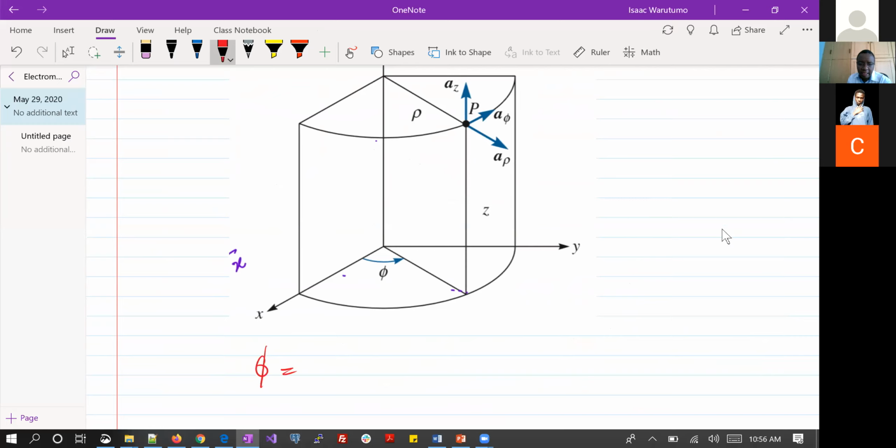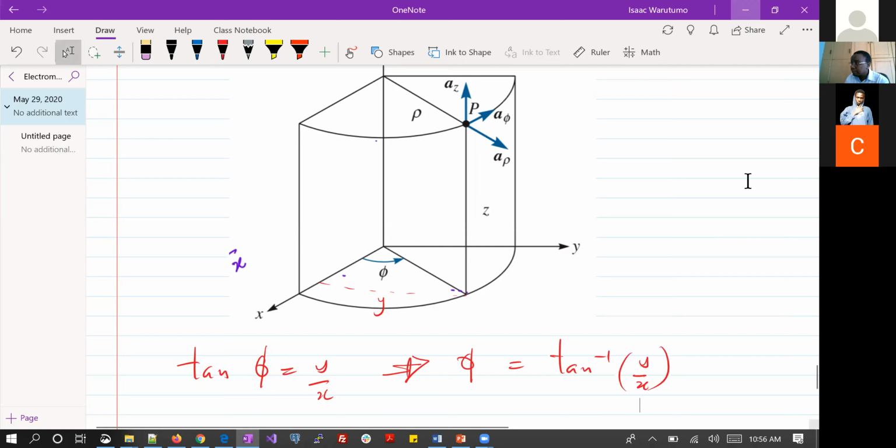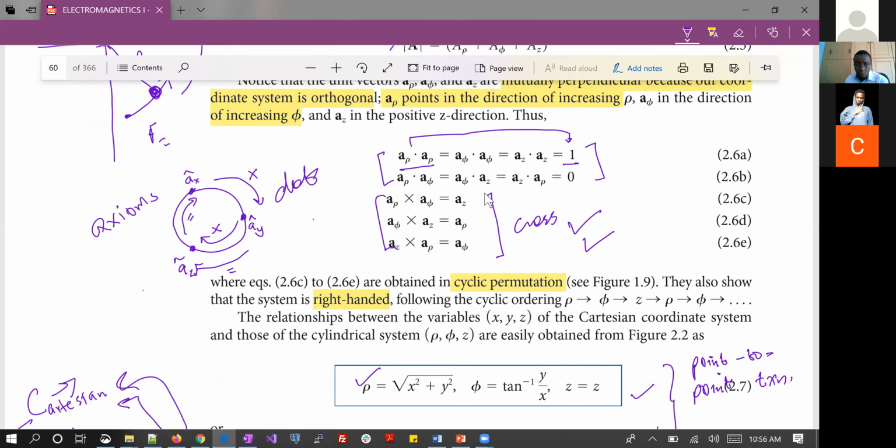We normally say tan of phi is equal to opposite over adjacent. If this is my phi, my opposite must be y, so this must be y over x. Therefore, if you wanted to find phi, you'd say phi is equal to tan inverse of y over x. And again, that is from your trigonometry. So that is the one I have just shown you right there.